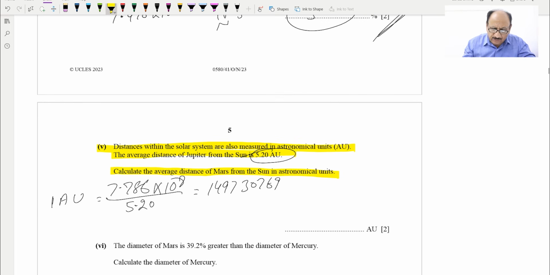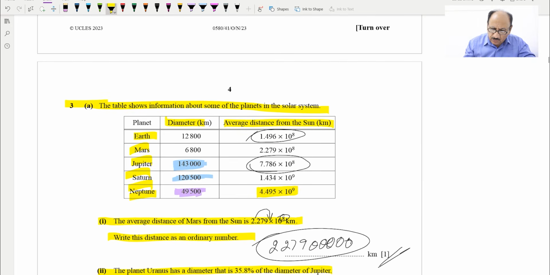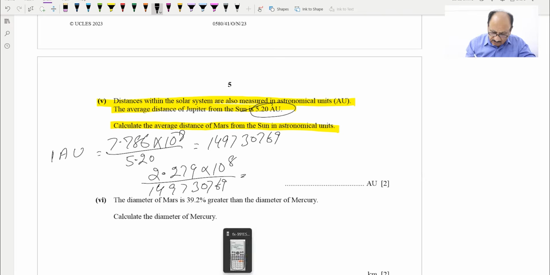And then they are saying calculate the average distance of Mars from the Sun in astronomical units. So Mars from Sun distance will be 2.279 into 10 to the power 8. So 2.279 into 10 raised to the power 8, this will be divided by 1 astronomical unit, which is 149730769, and this will give us the answer.